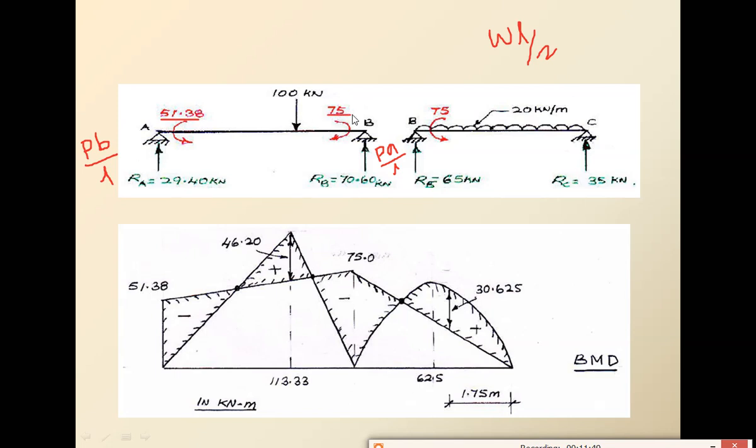So these reactions have been found by considering simple supports. There is no continuity, there is no fixity. So these are the simple support reactions. In addition to that, we have end moments. Now we have to find the reaction due to these end moments.